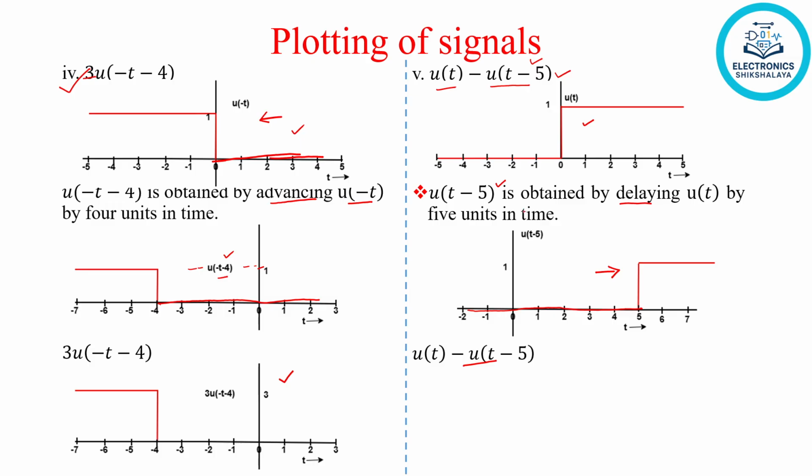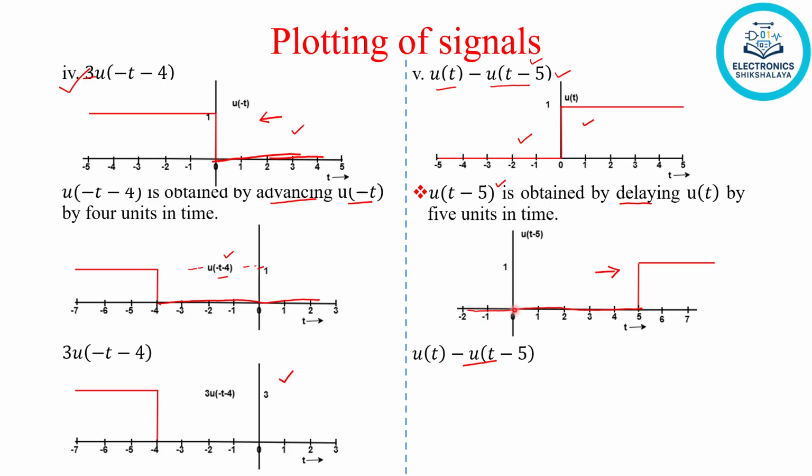So you can see over here, if you compare these two graphs, at minus 5 it is 0. Similarly at minus 4 it is 0. So 0 minus 0, all will be 0. At minus 2, the u of t value is 0. Here the minus 2 value is 0, so it will be 0. Minus 1 value is also 0.